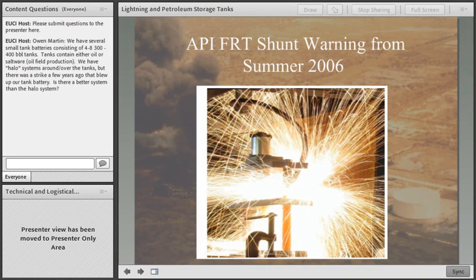And this photograph is taken from some of that API testing. This is a shunt contacting a tank wall surface during a simulated lightning event.